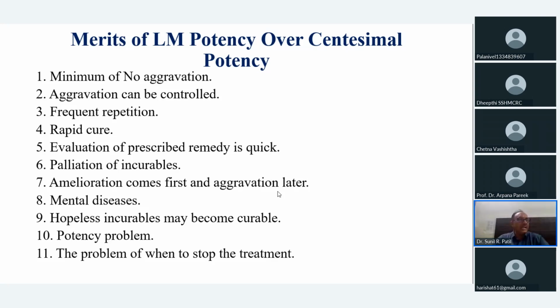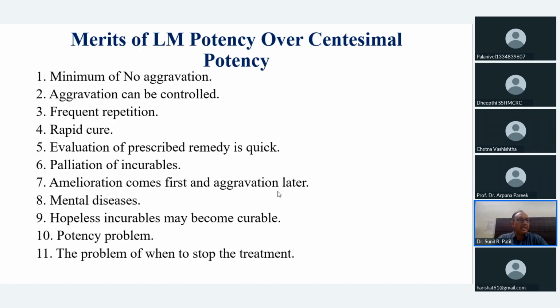The medicine in LM potency can be repeated daily or even every second day, or as needed, in chronic disease under treatment. It can also be repeated every 2, 4 or 6 hours for acute disease, or every hour in urgent cases. In urgent cases you can repeat it even every hour. These are the very great benefits of the LM potency.